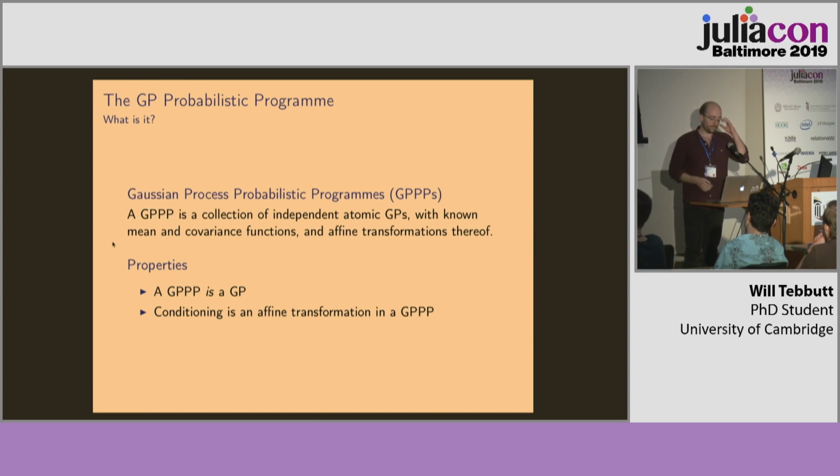A GPPP is a GP in some sense. I'm not going to go into it, but it's kind of nice. And interestingly, conditioning is an affine transformation. So inference is part of the forward model, as opposed to, if you take something like Turing, you write your forward model, and then you say do inference, and it just does inference. Here you write your model, and then you write some other statements which are part of your model that say, okay, I'm going to have the posterior of this GP.